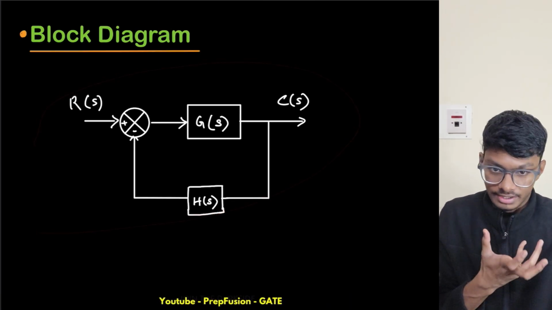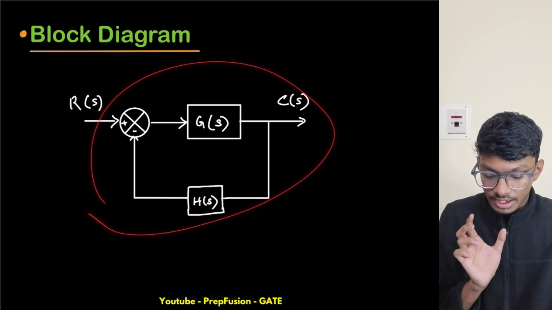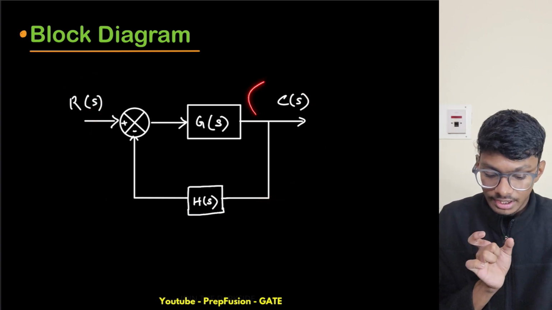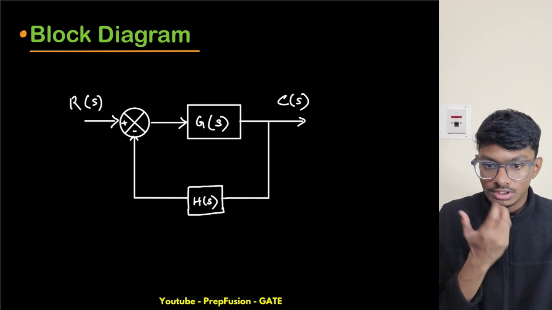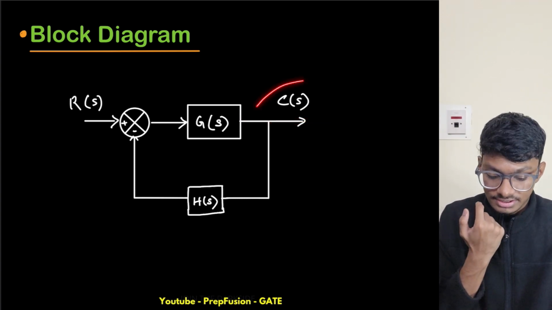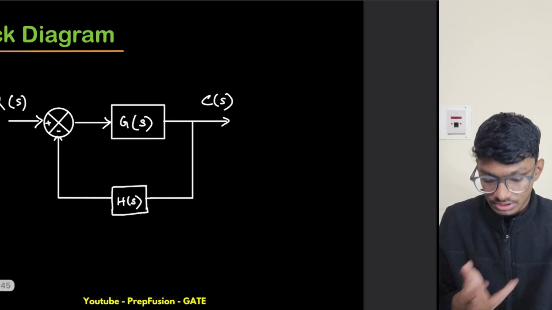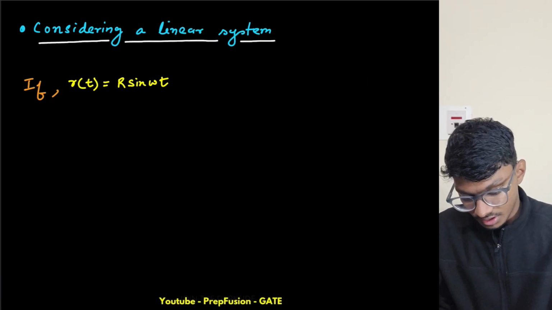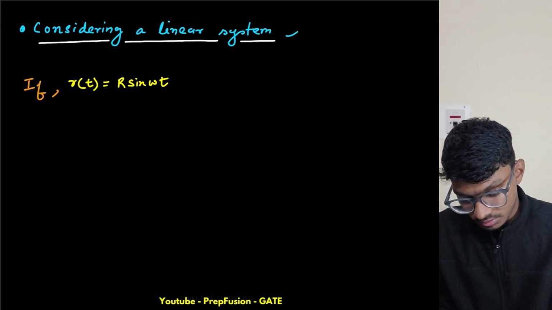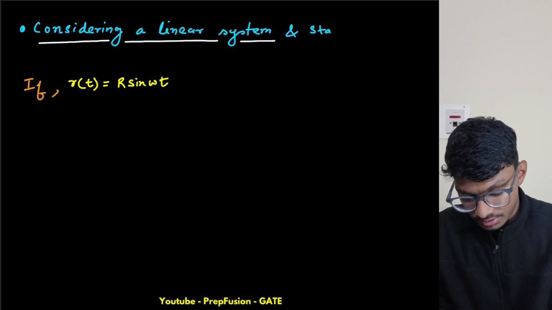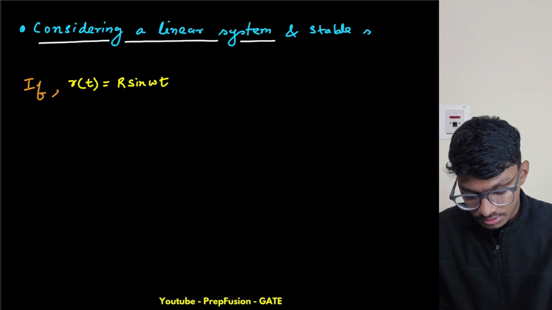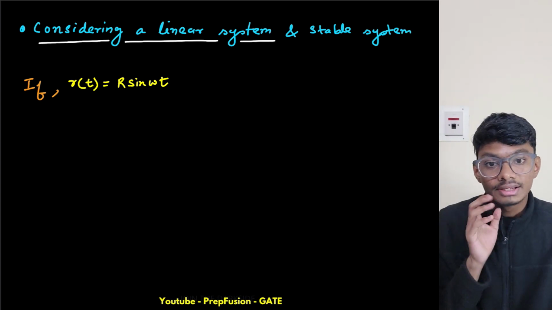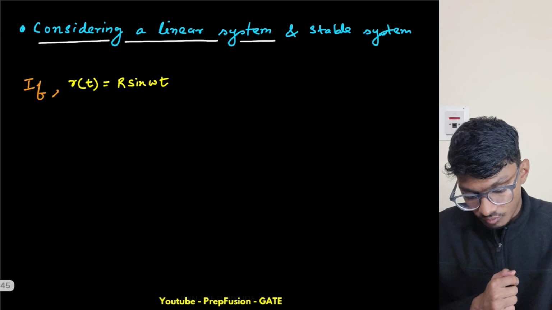So this is my block diagram, and I'm giving some sinusoidal input here, and I'm taking some sinusoidal output here. This output is basically known as the frequency response. So let's consider a linear and stable system. If you consider a linear and stable system, then what will happen?